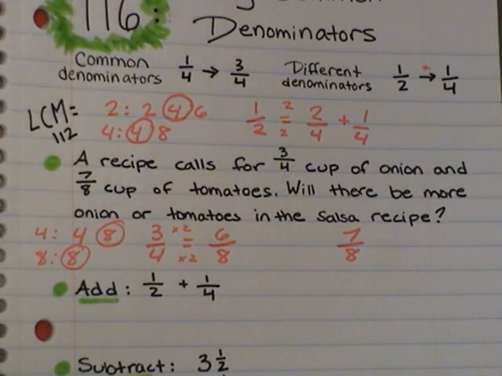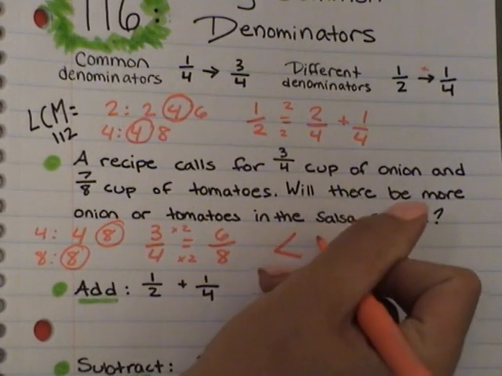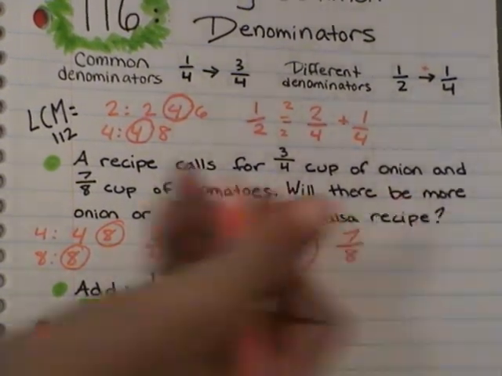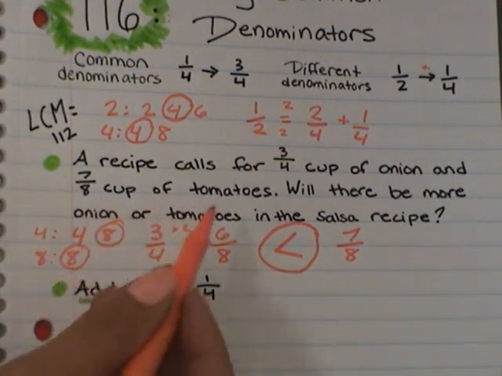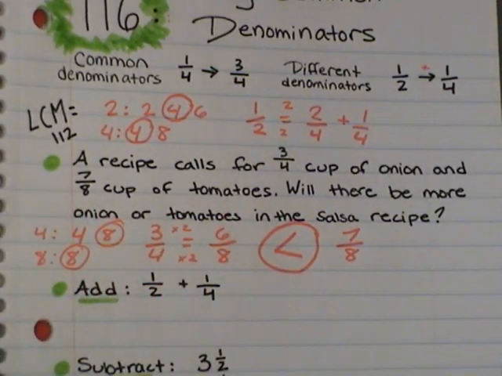Which one is bigger? Now it's very easy to tell. Obviously 7 is going to be bigger than 6. So will there be more onions or tomatoes? And the answer is 7/8 cup of tomatoes. Tomatoes would be our answer, because we can see that 7/8 is bigger than 6/8.